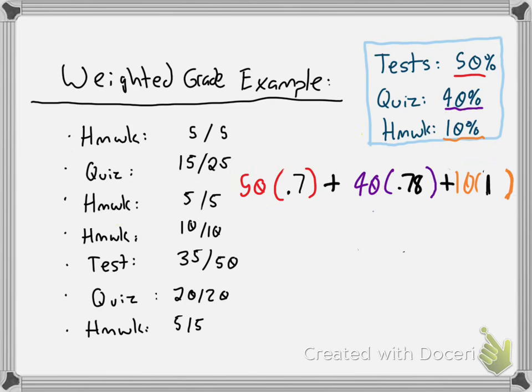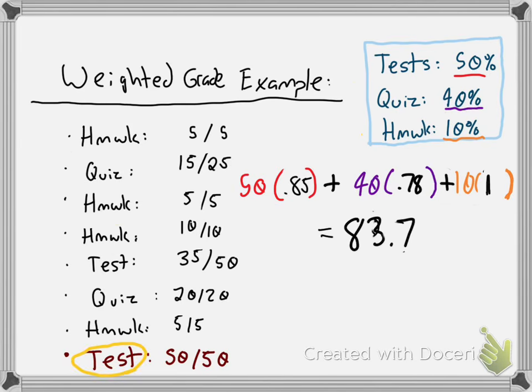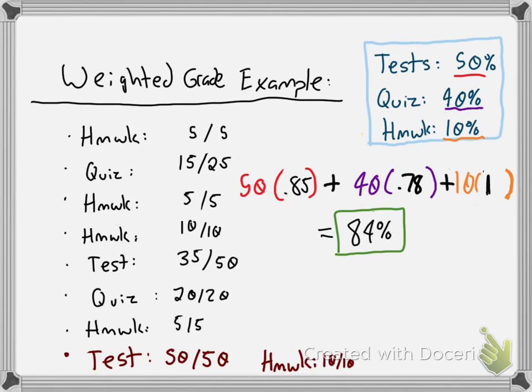So for example, let's say we take another test and I get a 50 out of 50 or 100%. That's going to bring up my test average. So now my new calculation would end up being an 83.7 or an 84%. If I get another homework assignment and I get another 100% on it, it's still 100%, so my grade isn't going to change at all.